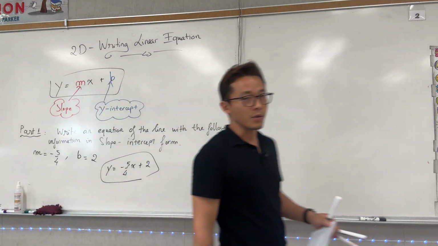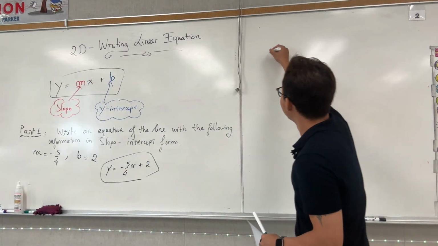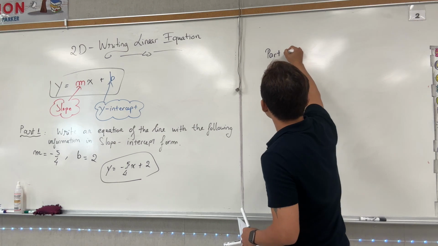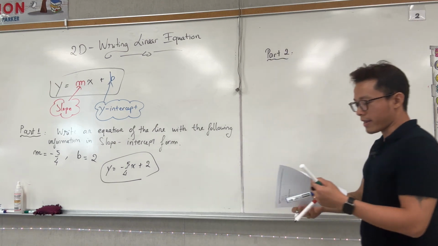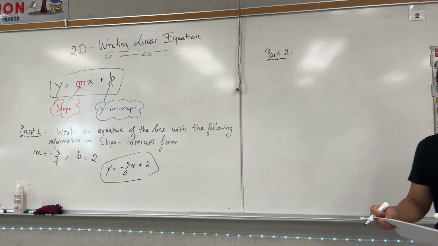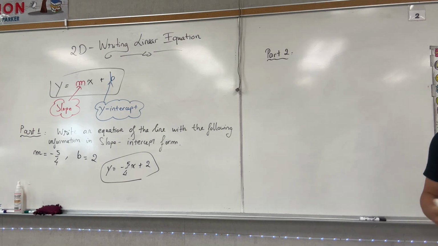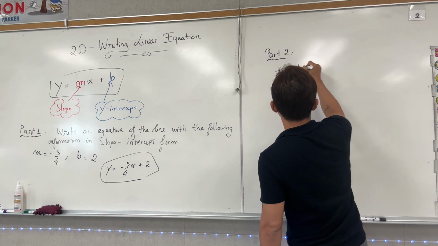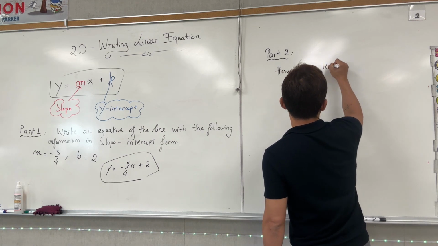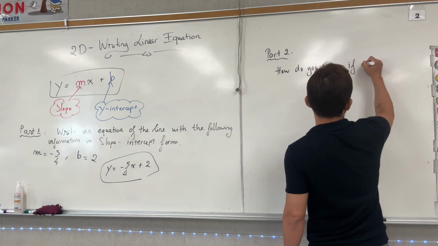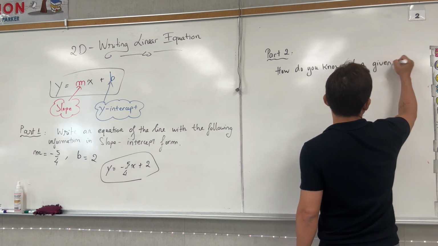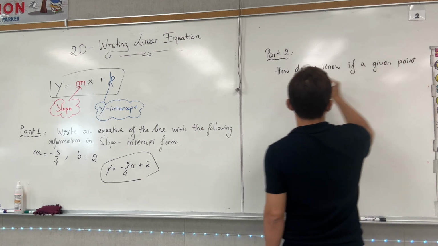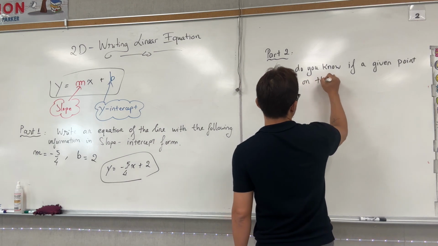Part 2. Ooh, today's so good. So part 2 is when you're going to check if a point is on the graph. Like, how do you know? So the question here is, how do you know if a given point is on the graph?